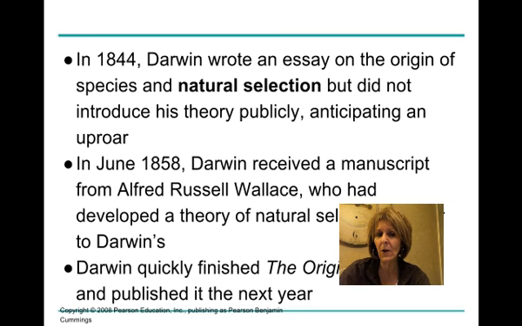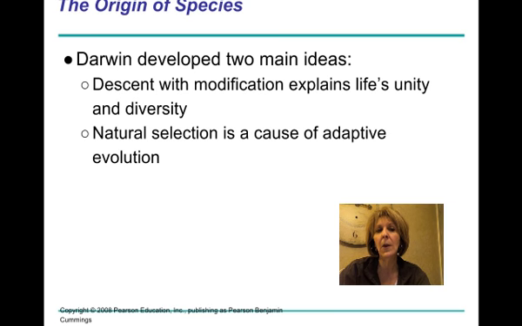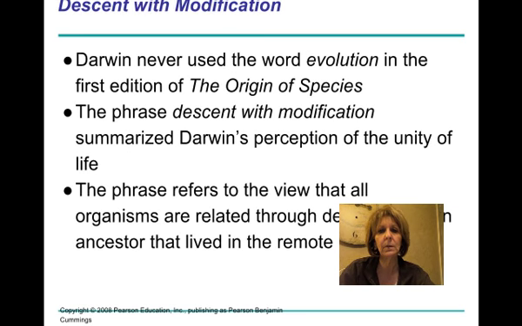Darwin, of course, sat on his theory for almost 20 years until he was almost scooped by Alfred Russel Wallace, who had developed a similar theory, and then they quickly co-published, and he finished up his book on the Origin of Species. So the two main ideas in this book were that there was descent with modification, and that explains why we have all these different types of life, and that natural selection is the driving force, the engine of adaptive evolution, or evolution where you have organisms changing.